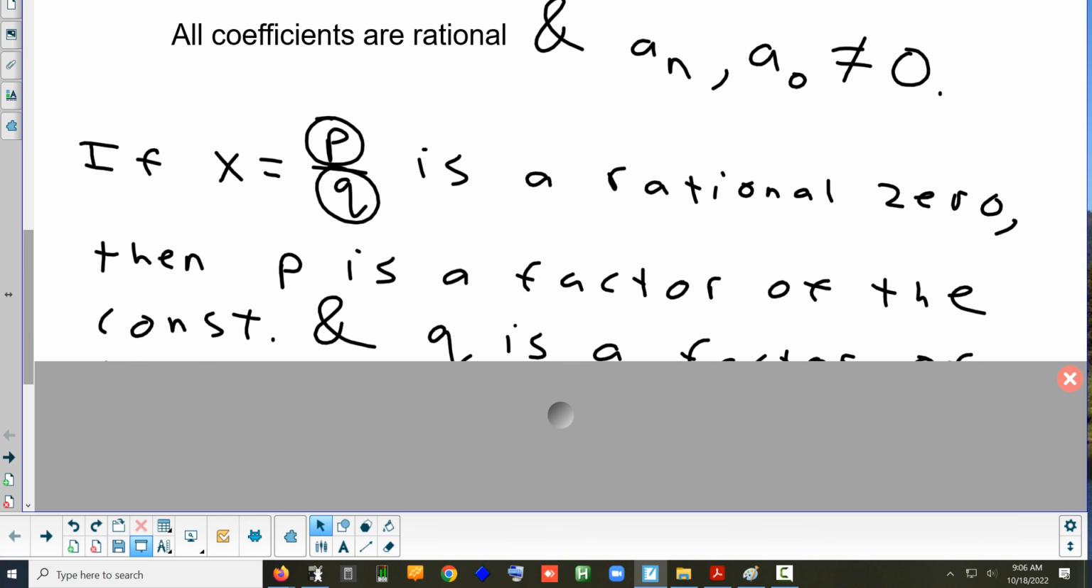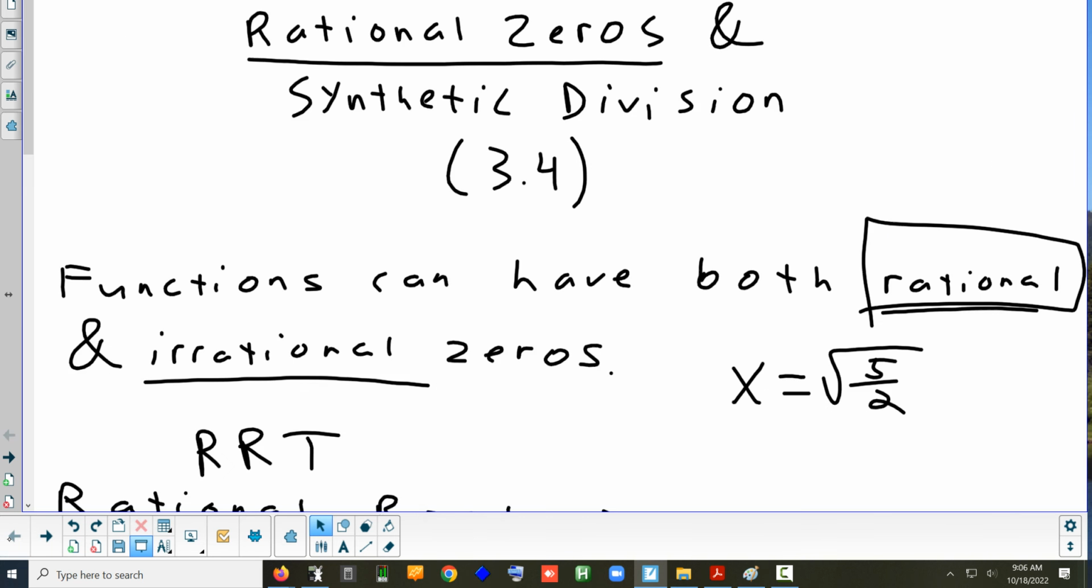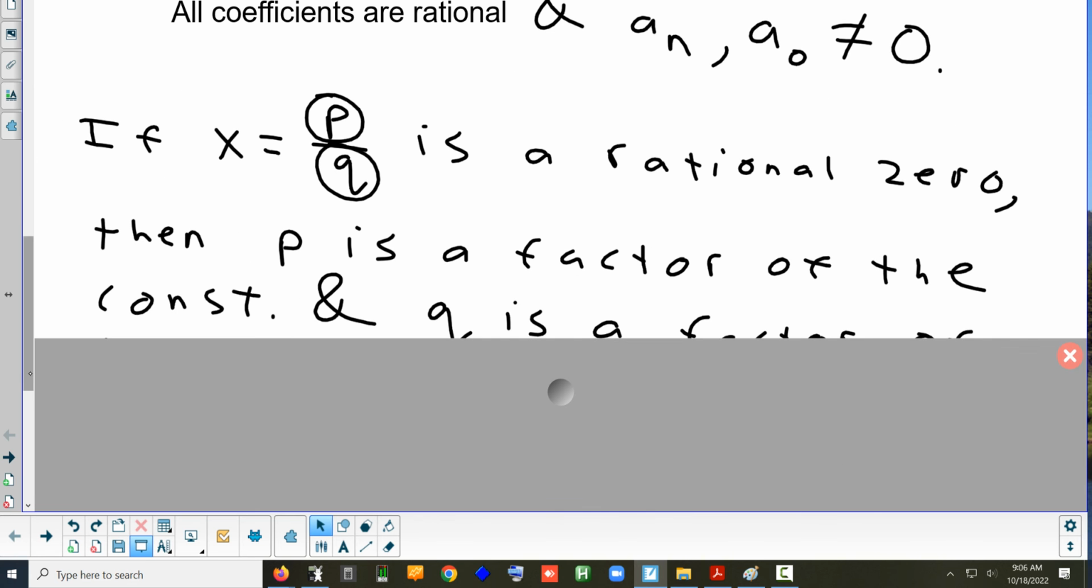You start by looking at the constant. Okay. So in this problem, we would be looking at the number negative 6. And what you do with the number negative 6 is you make a list of all the factors of negative 6, positive and negative. Every number that would divide into negative 6 without a remainder. When you figure out that list of numbers, those are the possible numbers that could be in the top of the fraction as the answer.